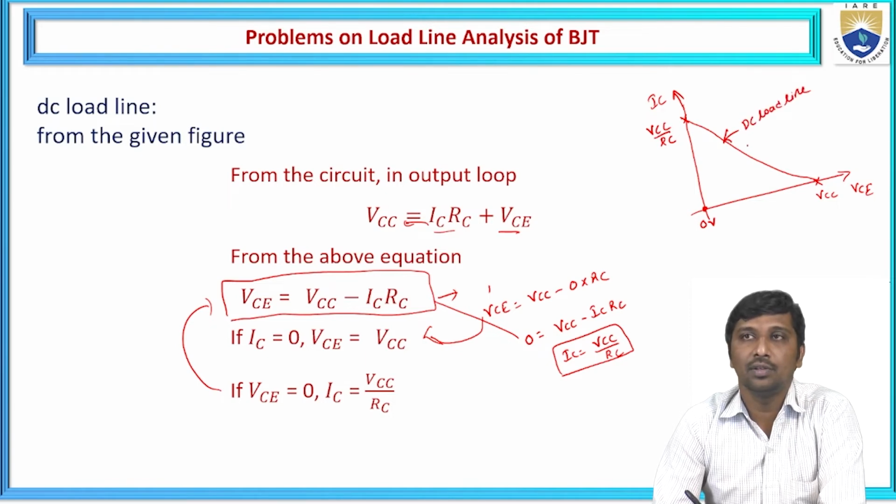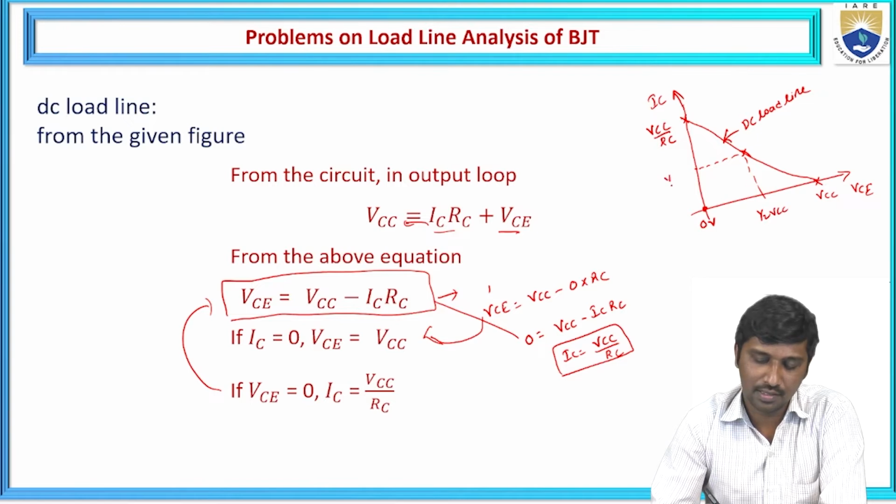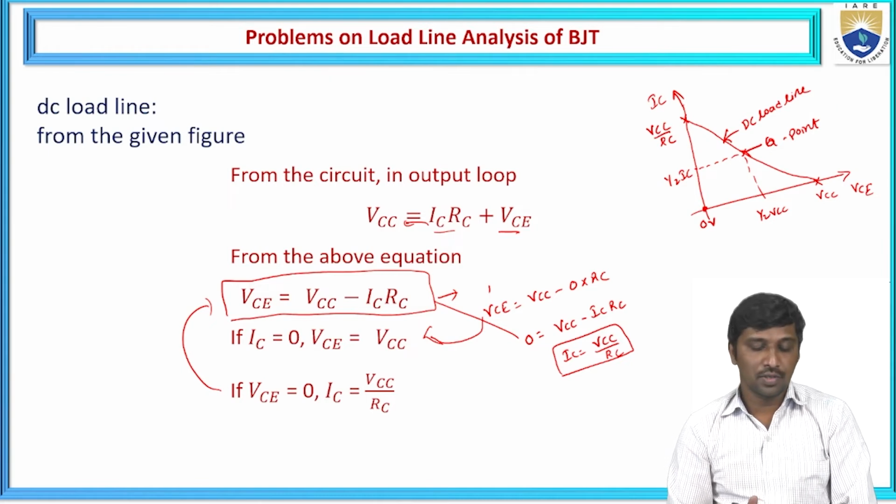In this DC load line, if you want to define the optimum operating point, based on the theoretical concept, the Q point is always the center of the DC load line. So we need to take the center point. This is half of the VCC and this is half of the IC value, which indicates the Q point parameter. Now we are going to calculate based on the given problem statement.